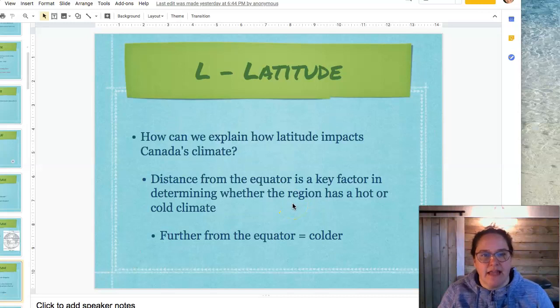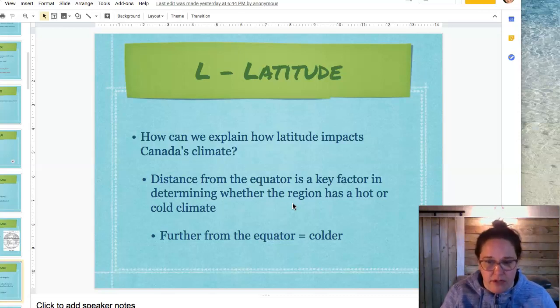So how can we explain latitude and how it affects climate? So here's your answer. The distance away from the equator is the key factor in determining whether the region has a hot or cold climate. We're pretty far away from the equator here in Canada, and for that reason, we have colder temperatures and we have longer winters.